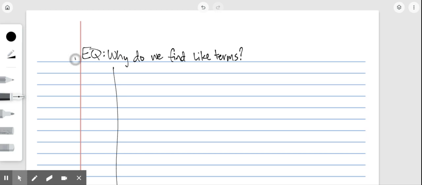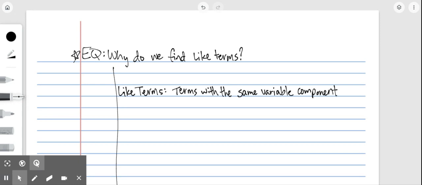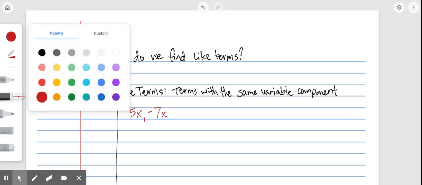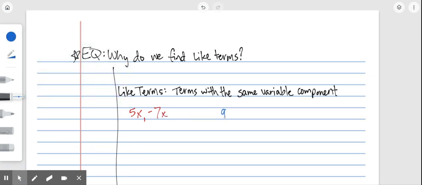All right, you guys, so today our essential question is, why do we find like terms? So what are we going to do with it? Just as a reminder, like terms from yesterday and the day before are terms that have the same variable component. For example, 5x and negative 7x are like terms. And then on the other side, 9 and 0 and 15 are all like terms. Or, we could have negative 1 also in there. So like terms are things with the same variable component.